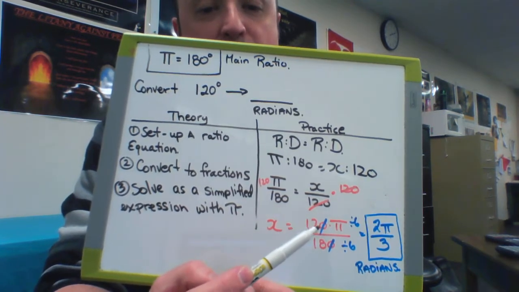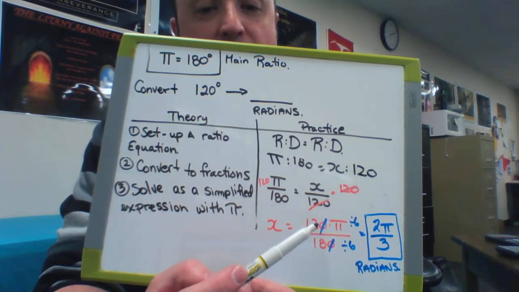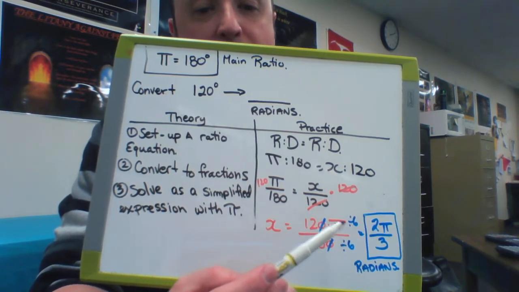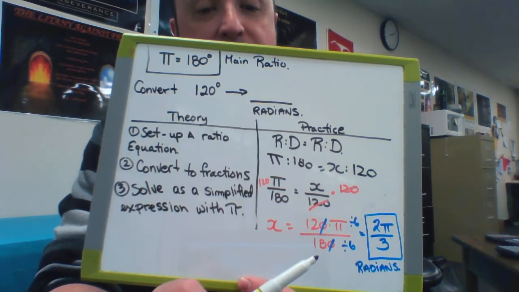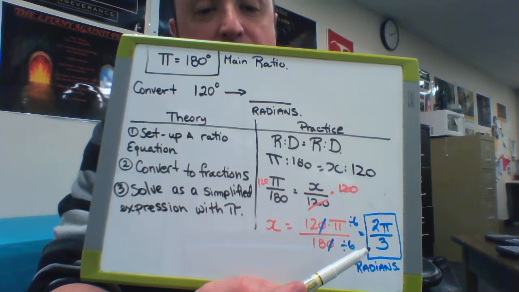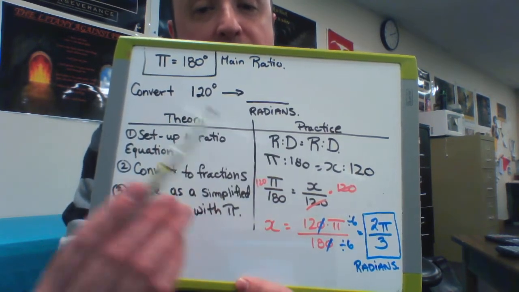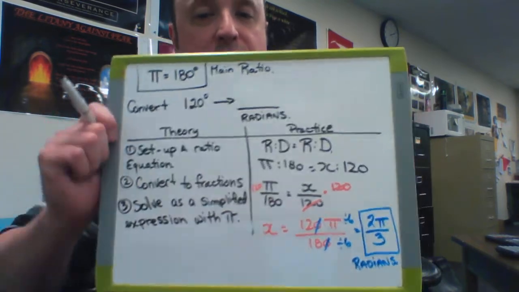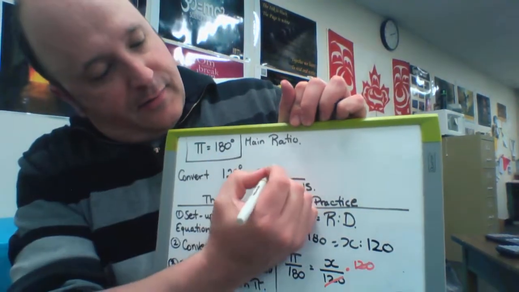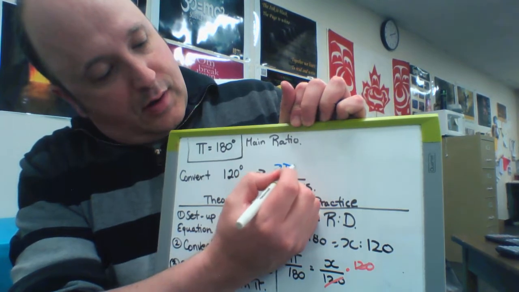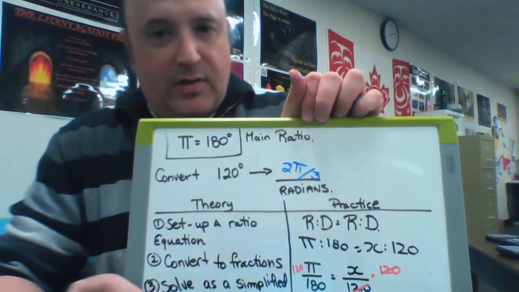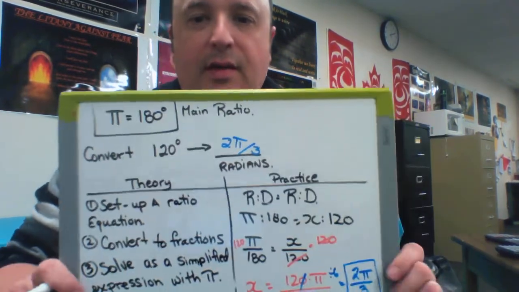So I'm left with 2 from the 12. So 2 pi, don't forget the pi is there. And then 18 divided by 6 gets you 3. So 2 pi over 3. And that's your radian equivalent to 120 degrees. And that kind of makes sense, right?